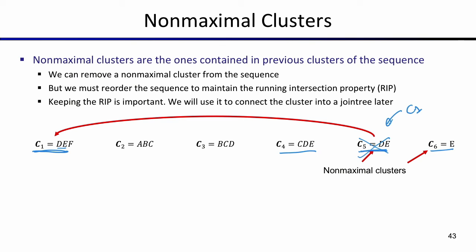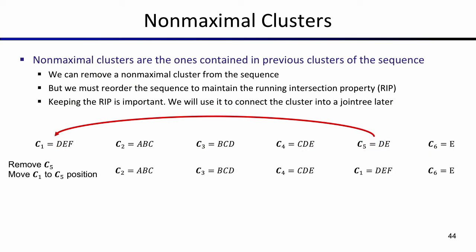Now you may say that is not necessary because this cluster here, C4, is actually guaranteeing the running intersection property because the variables D and E are happening here. So we didn't need to reorder the clusters, and that's true for this example, but there are situations where we lose the running intersection property, and a simple approach to code this is moving this cluster C1, in this case, to the location of the non-maximal cluster in the sequence. So let's take a look at the next slide to continue this example.